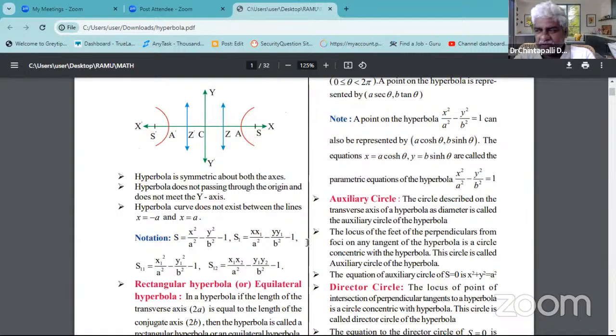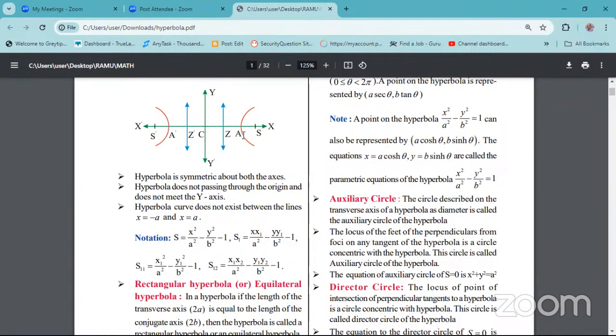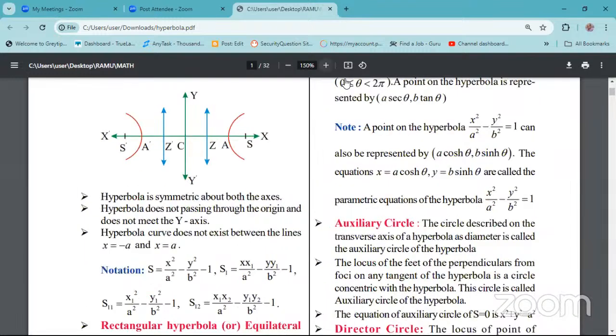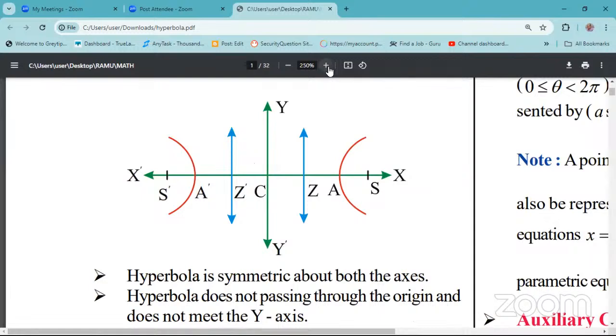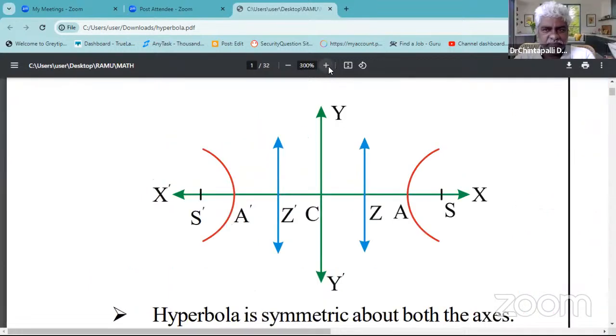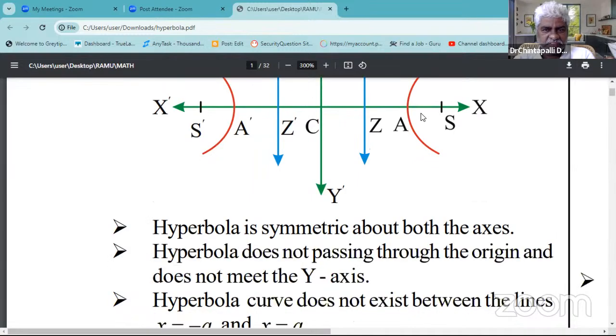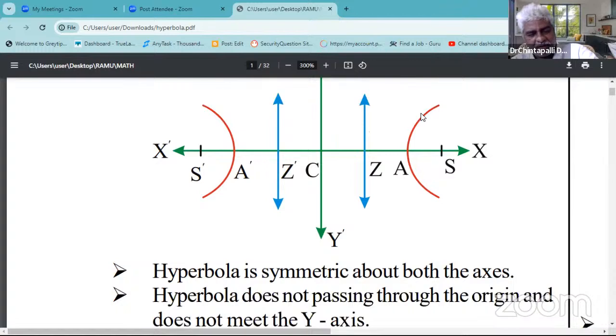First, have an idea of an ellipse. Here the red line is the ellipse. Of course, it is a typing mistake, not a graphical mistake. It is not to scale.